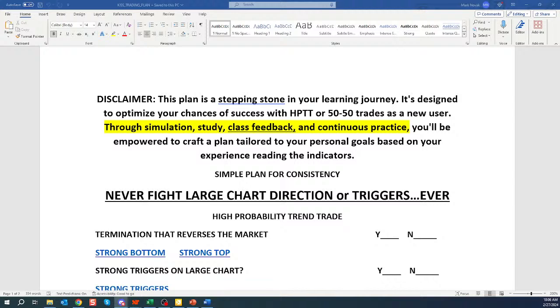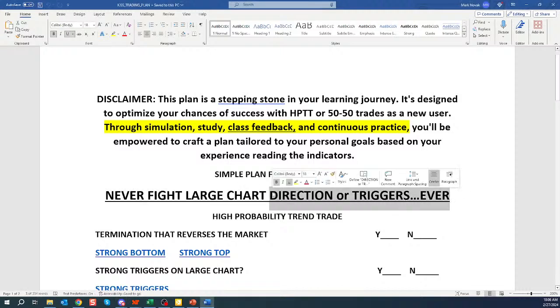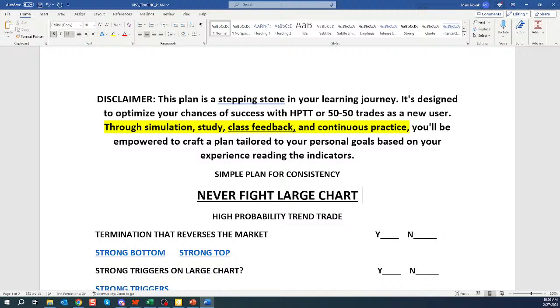So your simple plan for consistency starts with, don't fight the large chart. It says direction, triggers, all that. How about this? Don't fight the large chart. Because the large chart are the people that are bigger and more powerful than you. The large chart are the people that create momentum, that establish the trend. The large chart are the people that react to the areas. So if you never fight them, if you always go with them, you're going to remove about 60% of the mistakes that new users typically make.